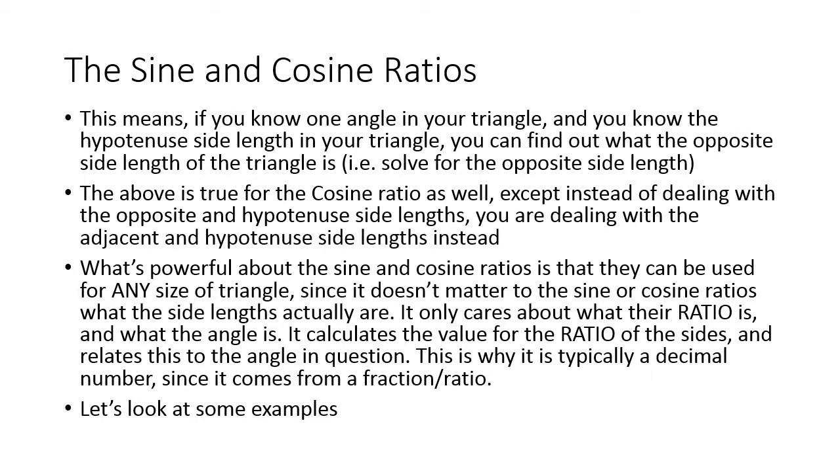The above is true for the cosine ratio as well, except instead of dealing with the opposite and hypotenuse side lengths, you are dealing with the adjacent and hypotenuse side lengths instead. What's powerful about the sine and cosine ratios is that they can be used for any size of triangle, since it doesn't matter to the sine or cosine ratios what the side lengths actually are. It only cares about what their ratio is and what the angle is. It calculates the value for the ratio of the sides and relates this to the angle in question. This is why it is typically a decimal number, since it comes from a fraction ratio. Let's look at some examples.